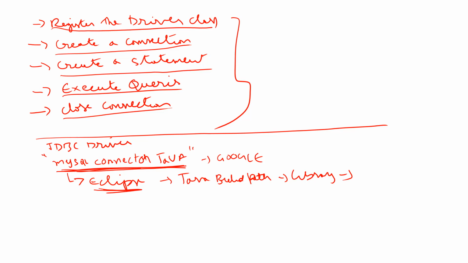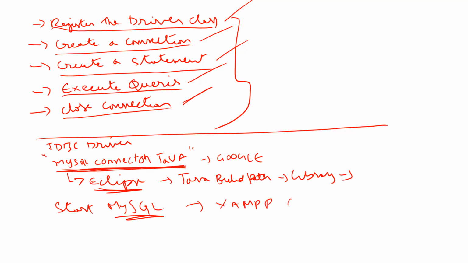Now once this is done, you can start writing the program. For connecting to the database, we have to register the driver class, create a connection object, create a statement, execute the queries, and then finally close the connection. Then, for executing it, you have to start the MySQL server. This is nothing but opening the XAMPP console and starting the Apache and MySQL servers. Once this is started, we can execute the program. In our case, we have already started the MySQL server, so we can directly execute the program.